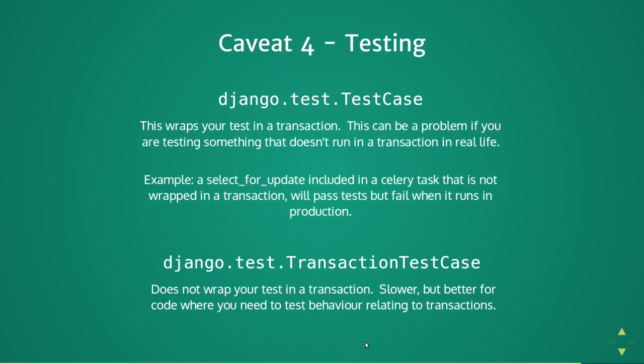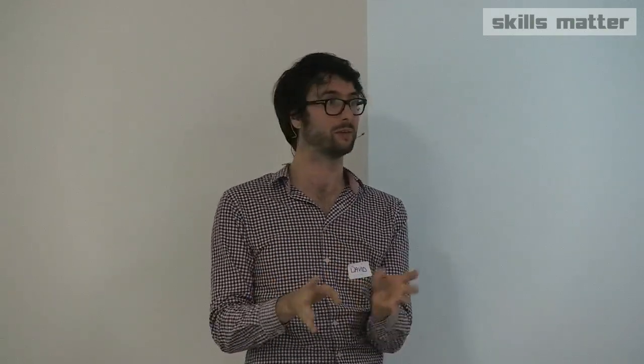So this is testing. This is a really annoying thing about select for update. The problem with Django test case is it wraps everything in a transaction. And that means if you're testing transactions, then it's not necessarily going to behave the same as your real production code. So an example might be that you might have a celery task that has a select for update that has been left out of an atomic block, and that will run fine in your test, but not in production. So you'll only find out about it when you don't want to.